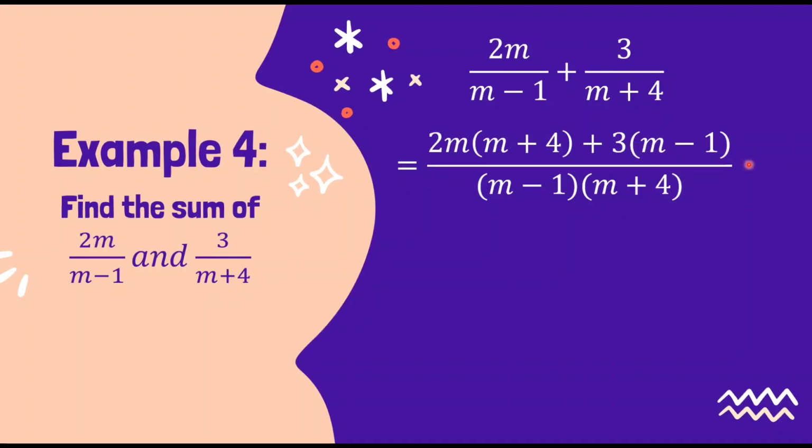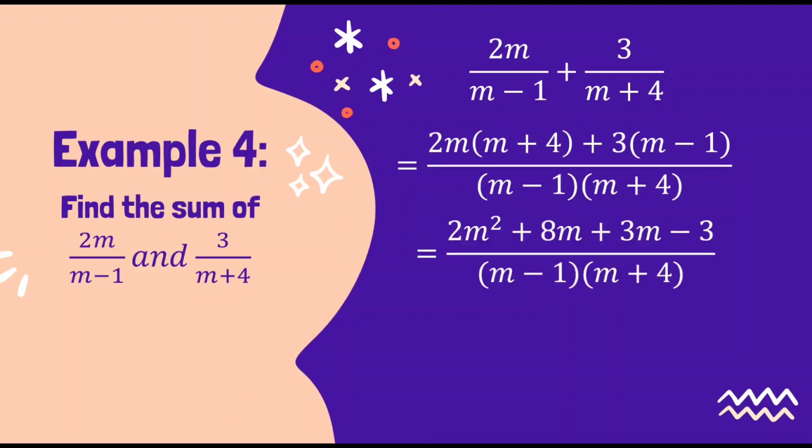Okay, next. After that, we need to multiply. We have 2m times m. The answer is 2m squared. Another one, 2m times 4, by the distributive property of multiplication, we have positive 8m. Next, we have positive 3 times m, which is positive 3m. And the last one, 3 times negative 1, we have negative 3.